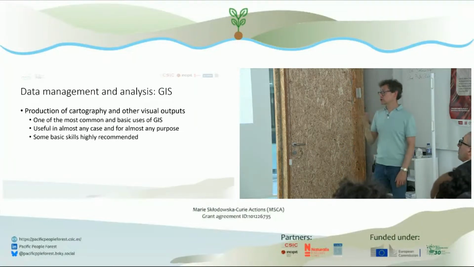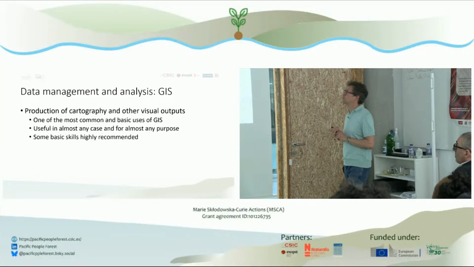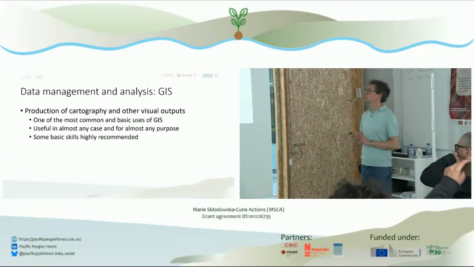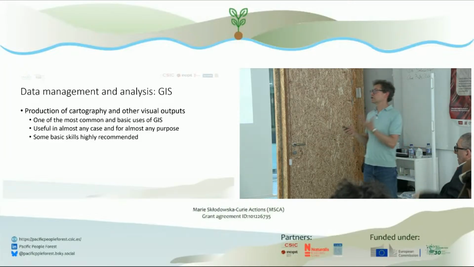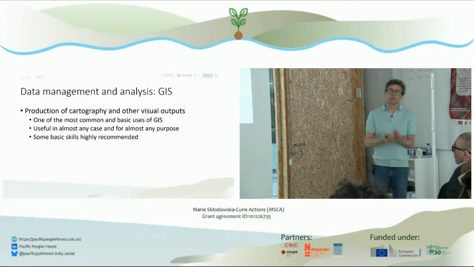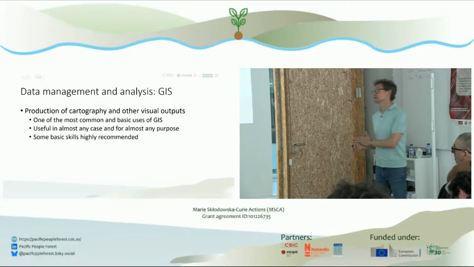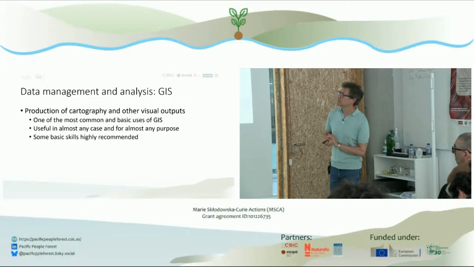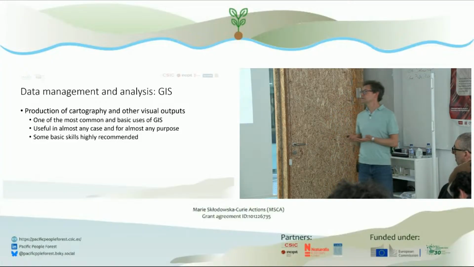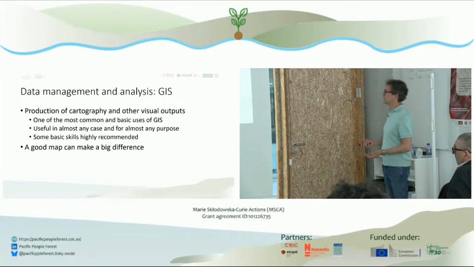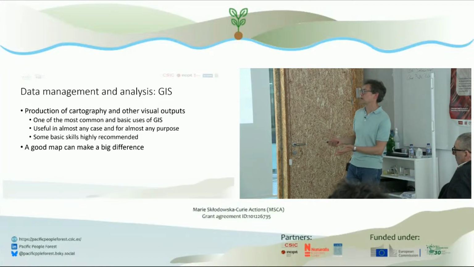As I said, production of maps is one of the most common and basic uses of GIS, that is useful in almost any case and for almost any purpose. Even if you are just a basic GIS user, probably at some point you will be producing some maps with GIS. So producing maps is something that requires some basic skills that are highly recommended. A very typical mistake is producing bad maps with GIS. And producing bad maps is a bad output of the use of GIS, because a good map can make a big difference.